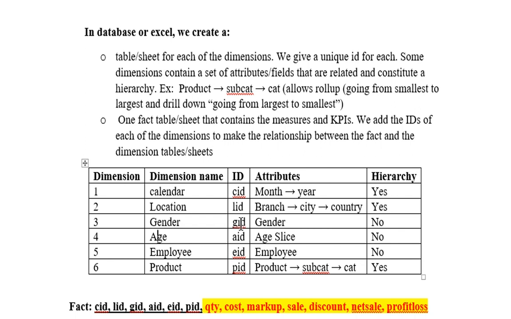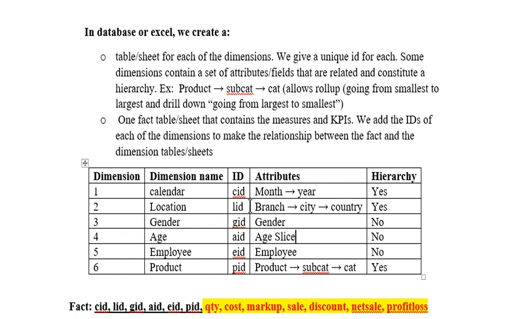For the gender, I have an ID, gender ID, GID. It doesn't have a hierarchy. For the age, we have age ID, and we have the age slice. For the employee, I have employee ID and employee, and for the product, we have product ID. I have in the attributes the product, subcategory, and category, and they constitute a hierarchy.